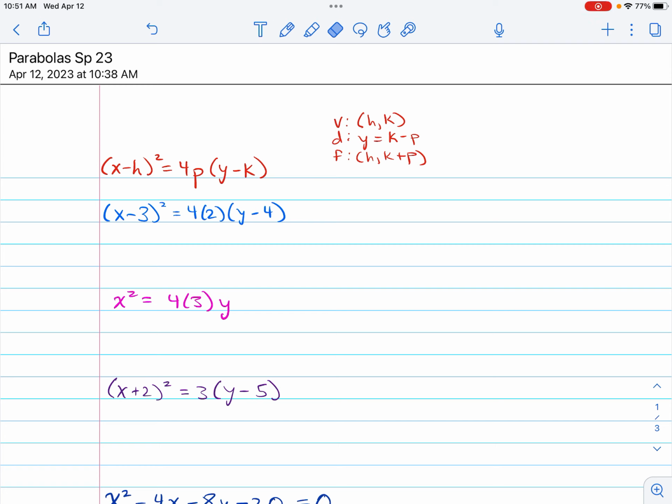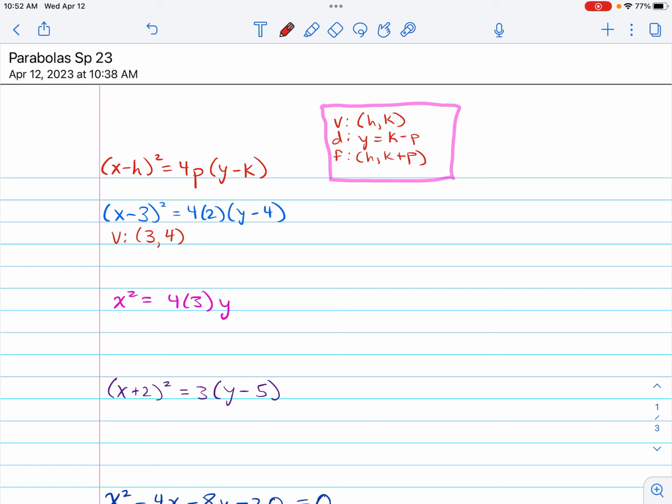Now, over here, I've put the three things that we're looking for. We're looking for the vertex, the directrix, D, and the focus, F. If you want to find the vertex, it's going to be (h, k). From the parentheses with the x, only the opposite, you get the x coordinate. From the parentheses with the y, only the opposite, you get the y coordinate.